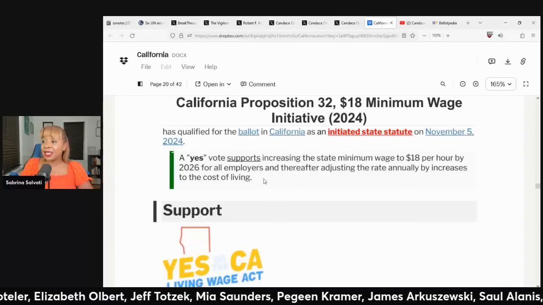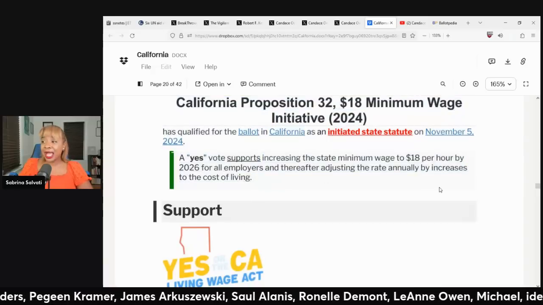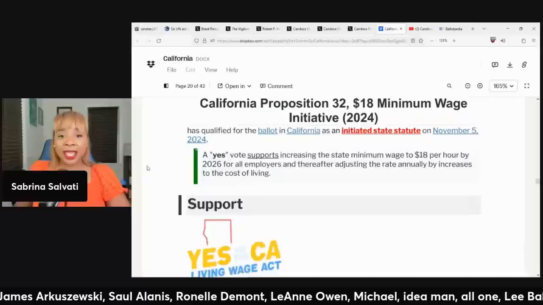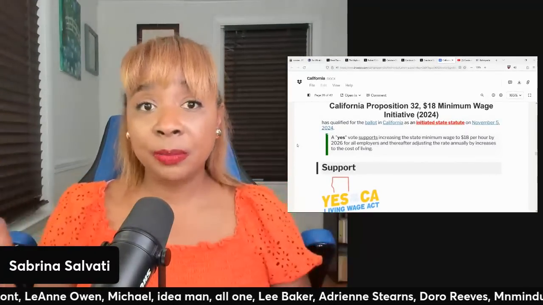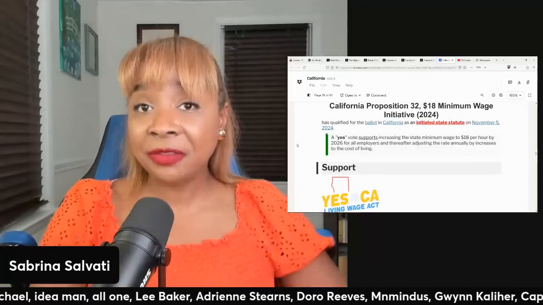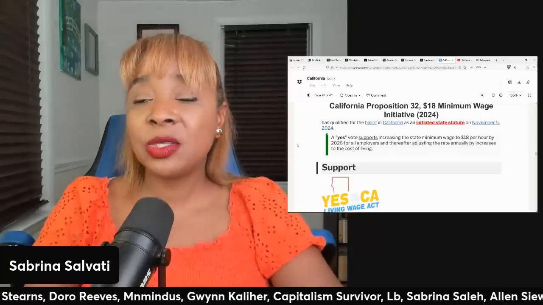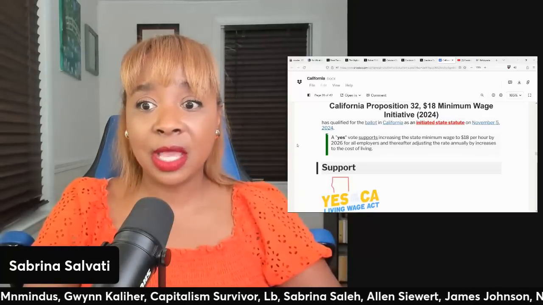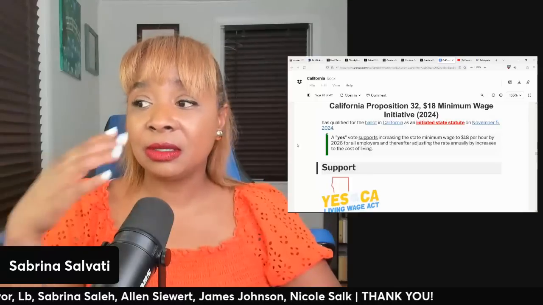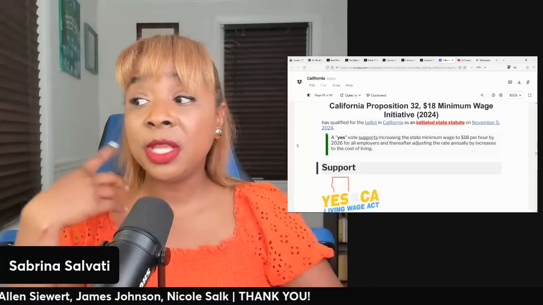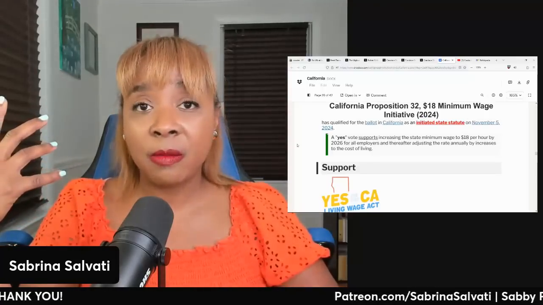Okay, guys, pay attention to this. This is significant because of this last part here: increase the minimum wage to $18 an hour by 2026 for all employers. But then it goes on to say, after that, you are going to adjust the rate annually based on the cost of living. So I think we all know California is an expensive state, right? So that means we could be looking at California having a minimum wage of $20 an hour within the next couple of years.